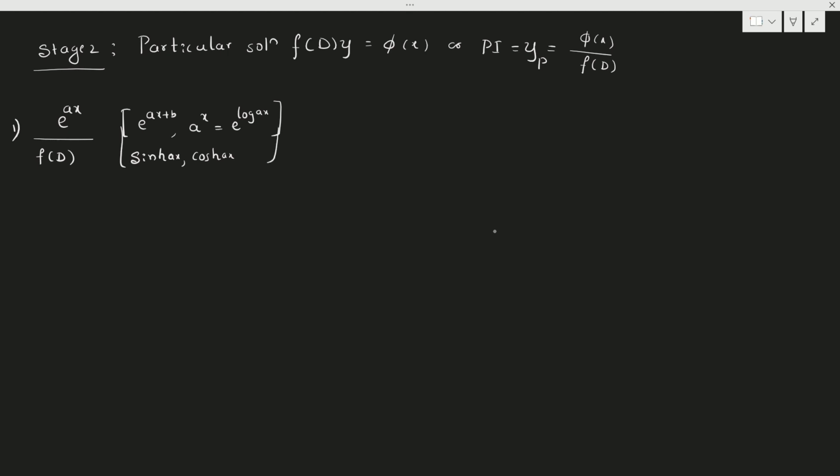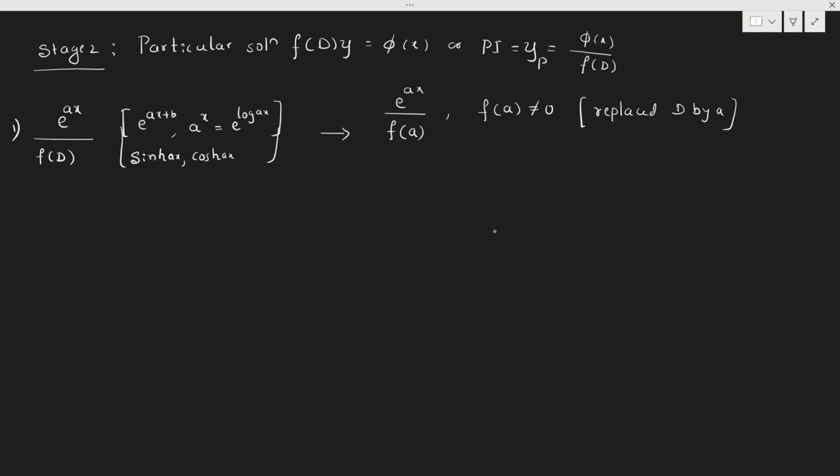If your function is of this type, how do you find the particular integral? If the function is e raised to ax by f(D), then replace D by a, such that f(a) should not be equal to 0. What we did was replace D by a. If f(a) is not equal to 0, we stop here.